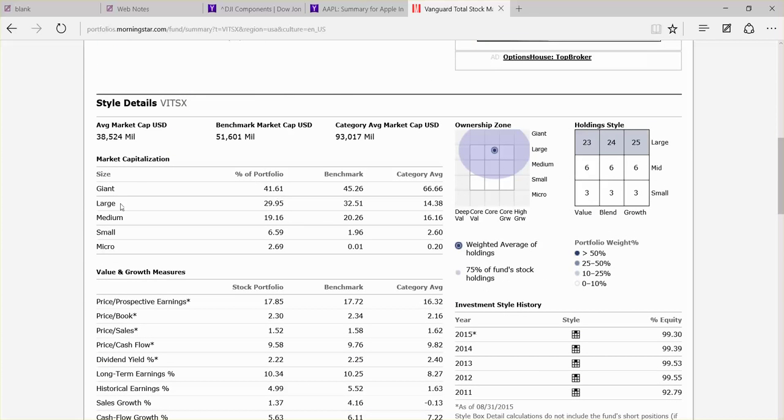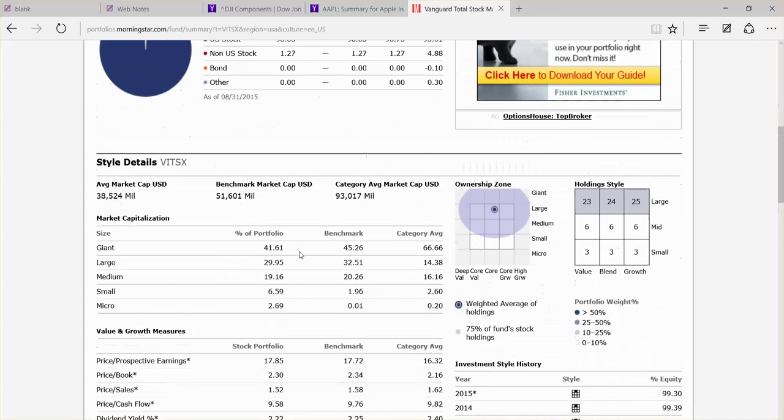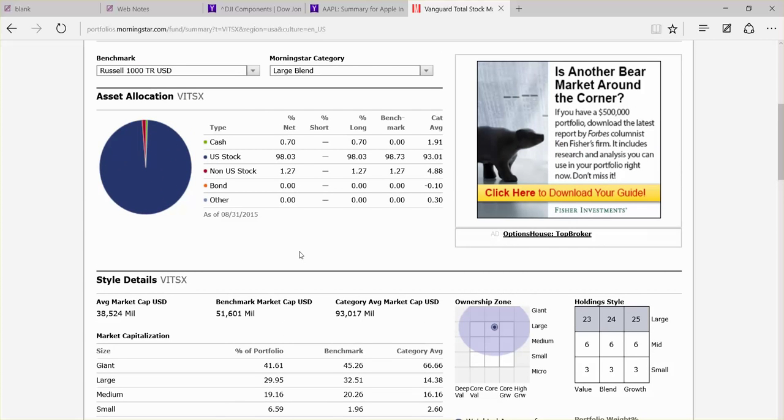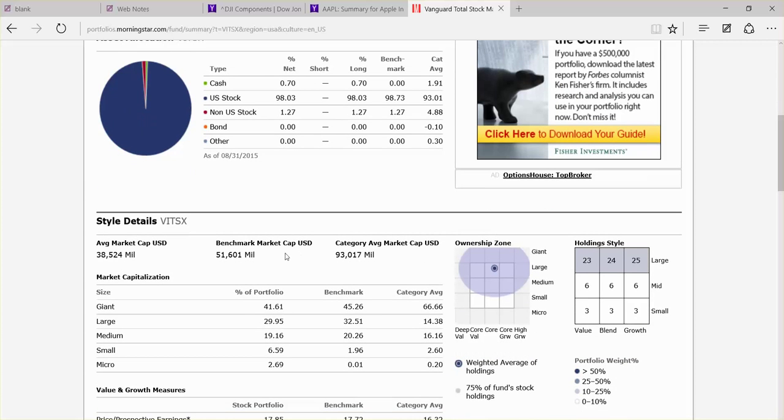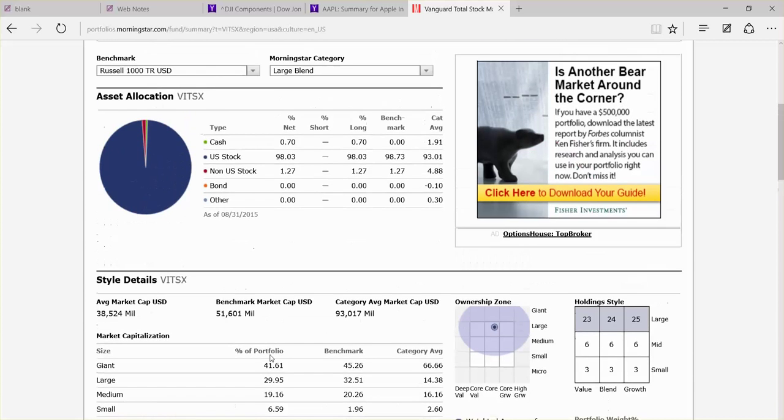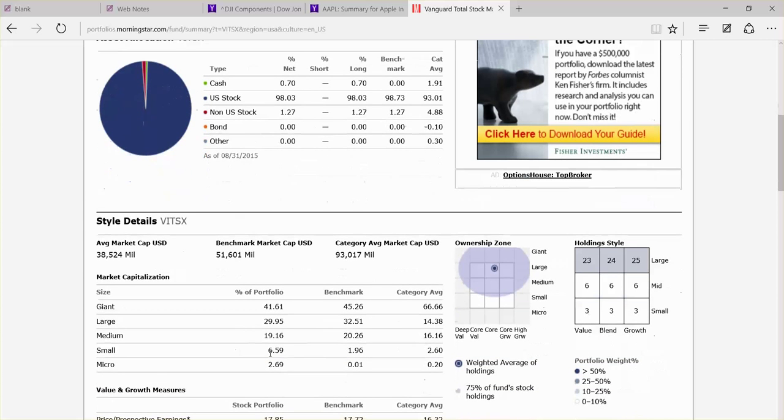And here I can see the breakdown. Gosh, over half of it is in giant and large cap companies. It has a small proportion of micro stocks and a small amount of small cap stocks. So if you were looking to invest in a small cap fund, this is not it. This one's diversified across all the different market caps, but it's not equally diversified across all different market caps. I wouldn't buy this fund as the only fund that I owned.